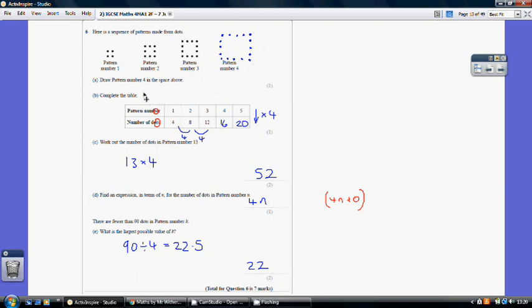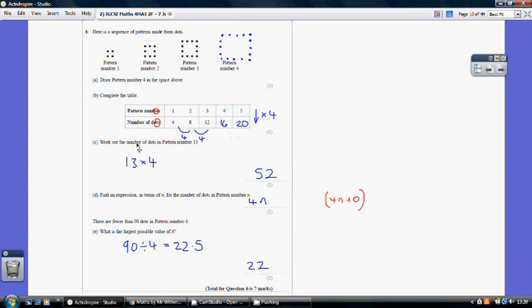Now for part B, complete the table. Well, there are 2 ways of looking at it. You can see as you're going along from left to right, we're going up in 4s. So we could have just added 4 onto the 12 to get 16, and 4 onto the 16 to get 20. But equally, if you look at the relationship going downwards, 1 times 4 is 4, 2 4s are 8. So we're just multiplying by 4 to move between the pattern number and the number of dots. So 16 and 20 are the numbers.